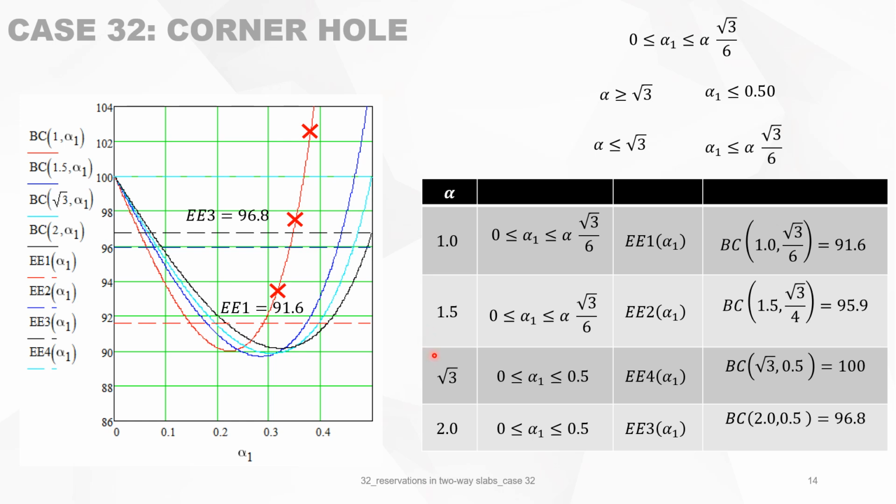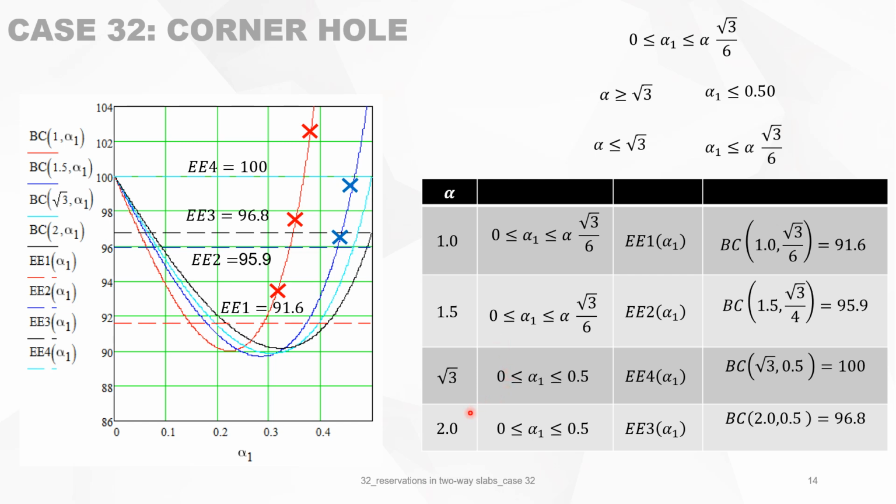Now we can do the same for alpha equals 1.5. Then we got this limit. This is 1.5 times square root of 3 divided by 6. If square root 3 divided by 4, I call this E2, is equal to the bearing capacity of 95.9, which is the blue curve. It means also now that this portion is not valid because you must always be lower than this value.